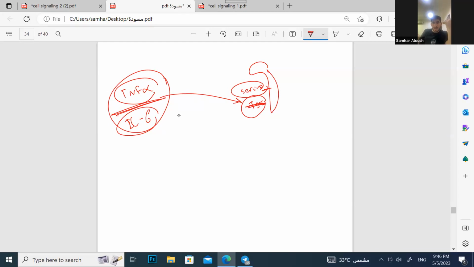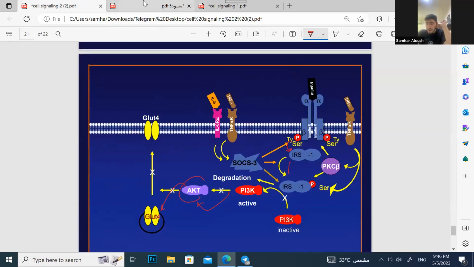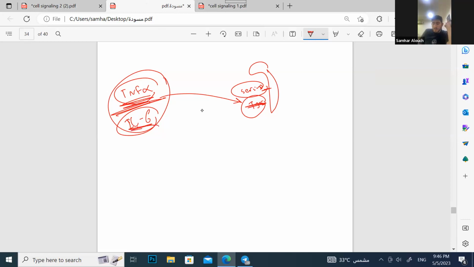So, as I said, TNF alpha and interleukin 6 go and change tyrosine kinase to serine kinase. How do they do that? By activating something called SOCS3, right? So TNF alpha and interleukin 6 in inflammation go and activate SOCS3. SOCS3 goes and changes tyrosine kinase to serine kinase.